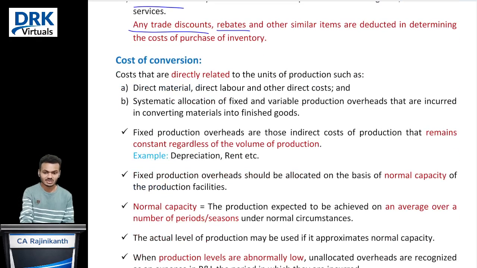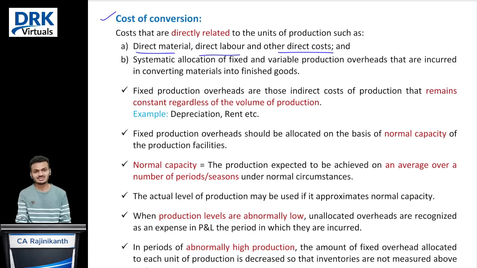Clear? And coming to the next one, cost of conversion. Means what? Cost incurred to convert the material into finished goods, and that cost is directly related to our units of production. That also we can add to the cost of inventory. Direct material, direct labor, and other costs, and indirect expenses such as fixed production overheads and variable production overheads, that can also be allocated on systematic basis. Variable production overheads directly change with our units of production, correct? So the standard is saying that allocate the variable production overheads on actual basis.